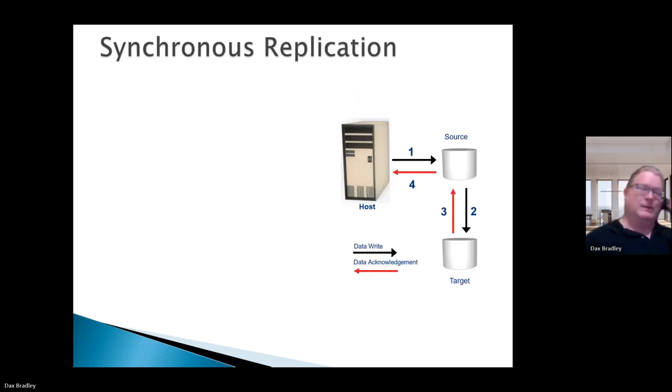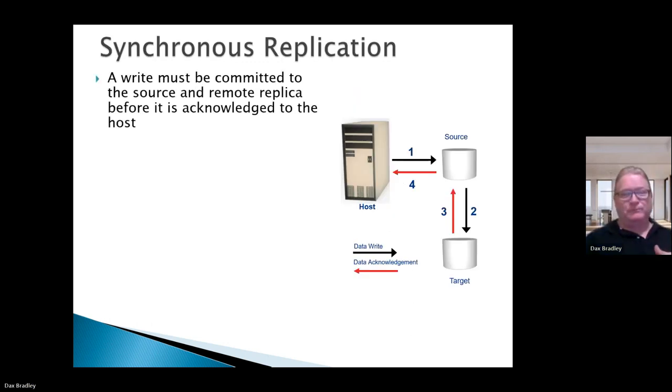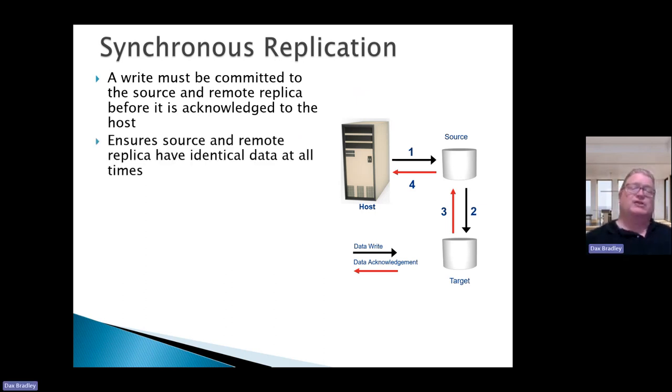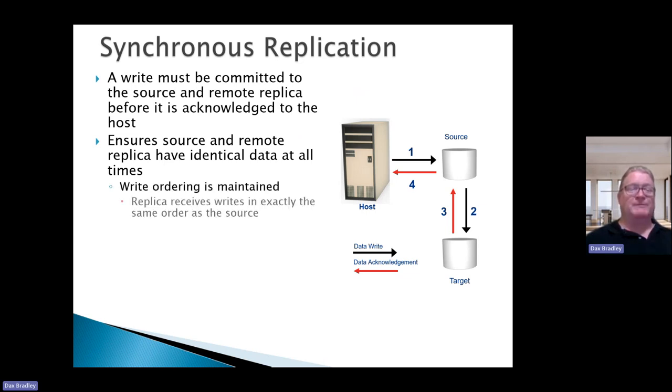connectivity. In synchronous replication, we are establishing that the write commands are committed to the source and remote replica before it is acknowledged to the host. It ensures the source and remote replica have data that's identical at all times. Remember, that's what synchronous replication involves. Same data in separate locations. The writing order is maintained by having the replica receive the writes in exactly the same order as the source. It occurs almost like a parallel service.